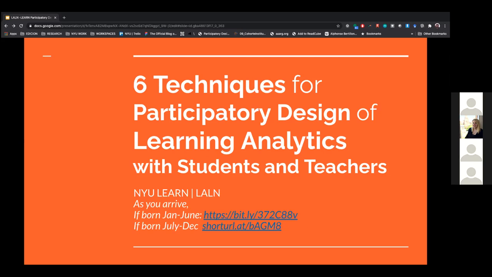I framed this as things that I would have liked to have known when I started doing participatory design in LA. And it's a collection of methods that have been collected from all sorts of different things and from our own practice at LEARN, and in some cases tinkered with or applied to learning analytics specifically. Some of the stuff here is used in human-centered design throughout, and some of it is specific for LA.